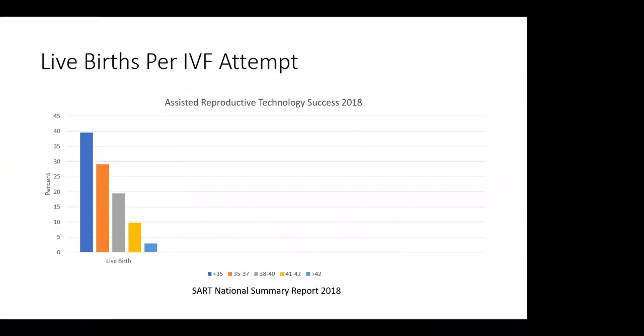So these are statistics that are taken from the Society for Assisted Reproductive Technology. They do report statistics every year. This is for 2018. And you can see here on this axis, first you see the percent of live births per IVF attempt. And down here on this axis, you have the different groups: women less than 35, 35 to 37, 38 to 40, 41 to 42, and over 42 years of age. So you can see here that the live birth rate for IVF attempts in women that are less than 35 is almost 40%. And for the next group, 35 to 37, it's almost 30%. And then it drops off quite significantly the older the woman gets.